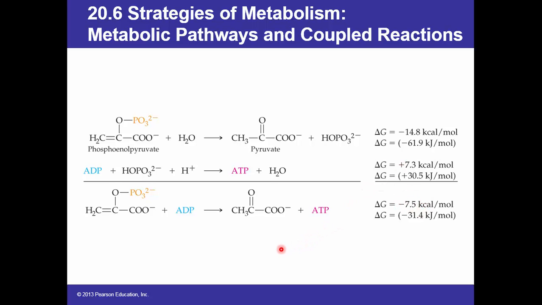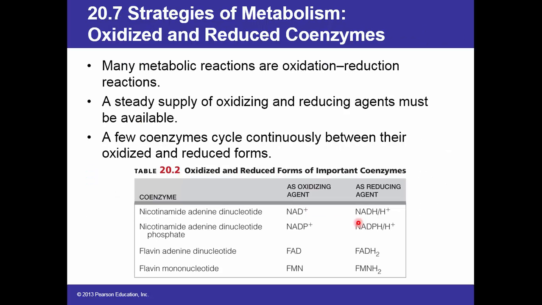Then for coupling to occur, there must exist common intermediates. As you can see, water and inorganic phosphate cancel out. And also the sum of their delta G must be negative. As you can see, if we add this to this, we will get a negative quantity. So coupling is possible here, and the result is negative.